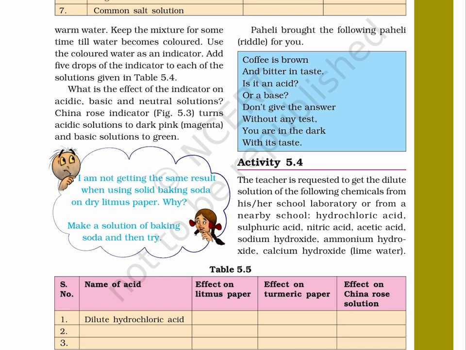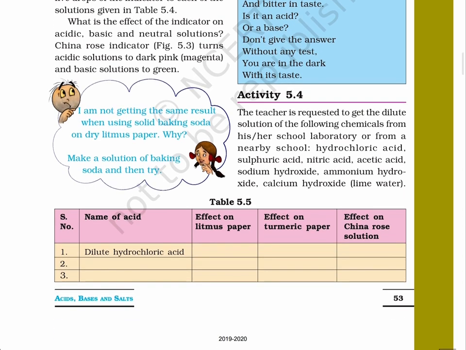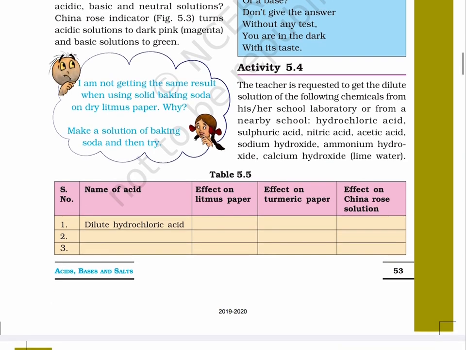Activity 5.4. The teacher is requested to get the dilute solution of the following chemicals from his or her school laboratory or from a nearby school. Hydrochloric acid, sulfuric acid, nitric acid, acetic acid, sodium hydroxide, ammonium hydroxide, calcium hydroxide or lime water.